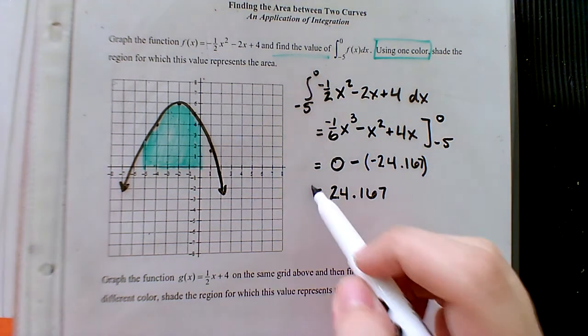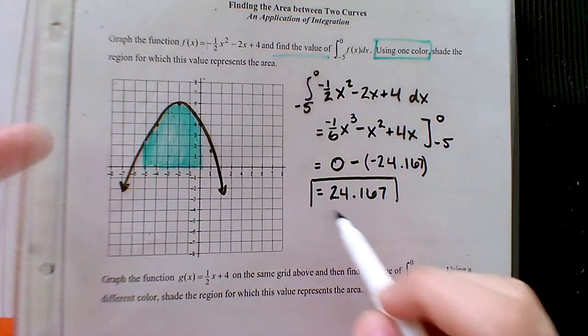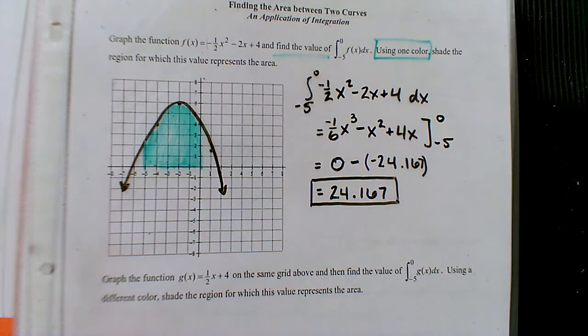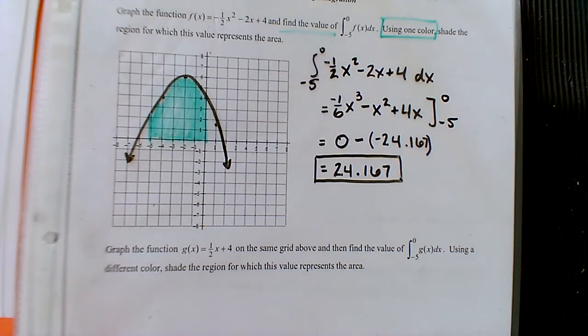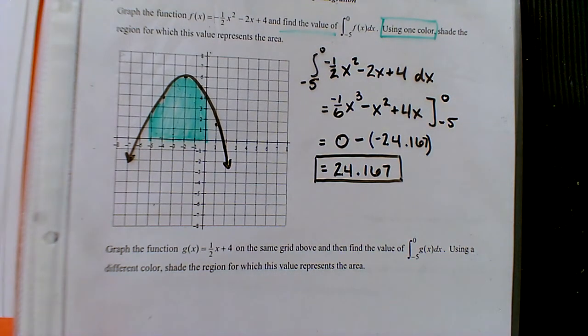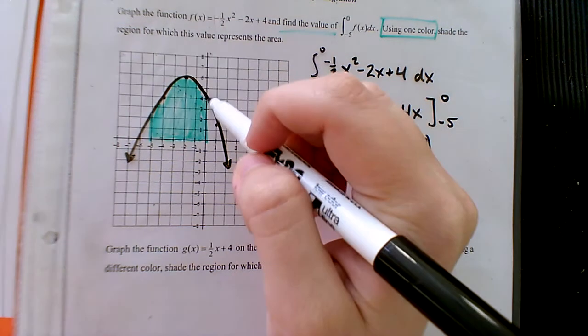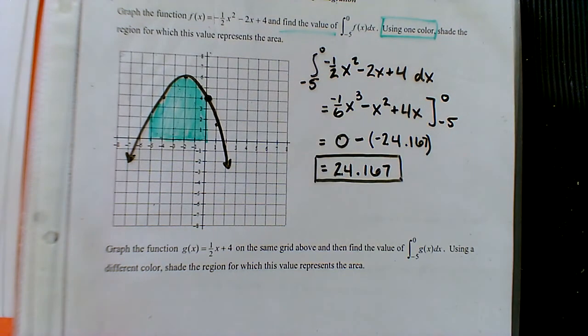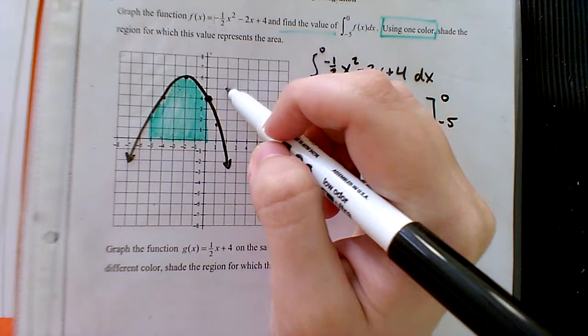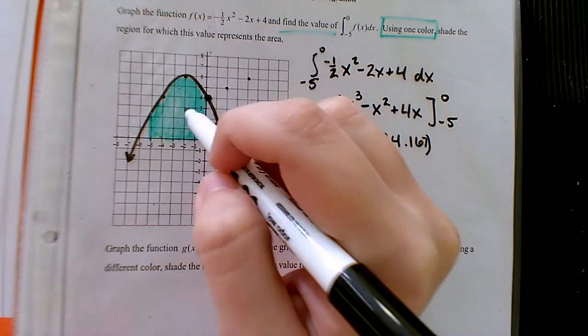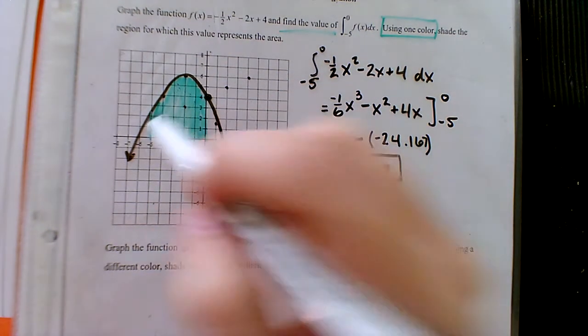My bad. So there's the area of the green section, yours might be a different color, but we found the area of that particular region, all right? Let's go ahead and check out another one. Graph the function 1/2 x plus 4. This one should be a little simpler for us because this is a line. So we'll go ahead and plot the y-intercept first, and we'll use the slope to help us get some other points.